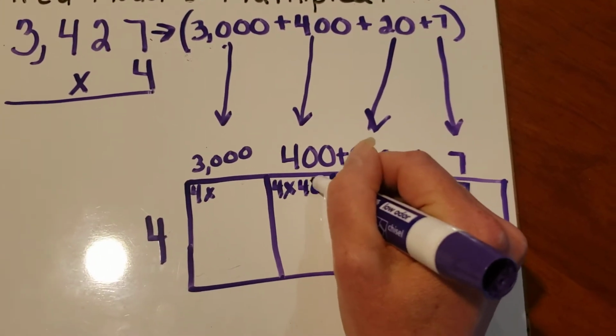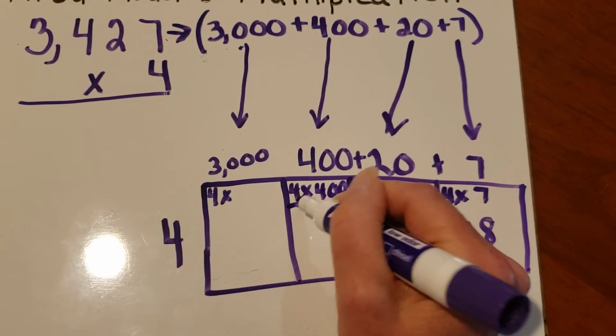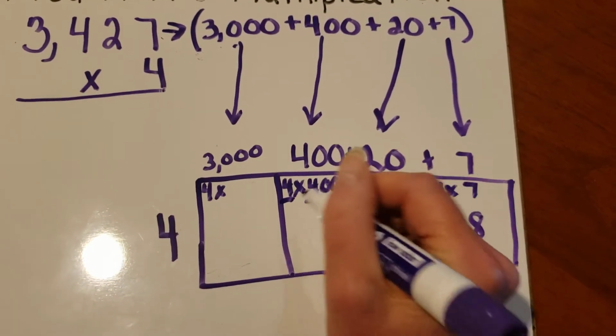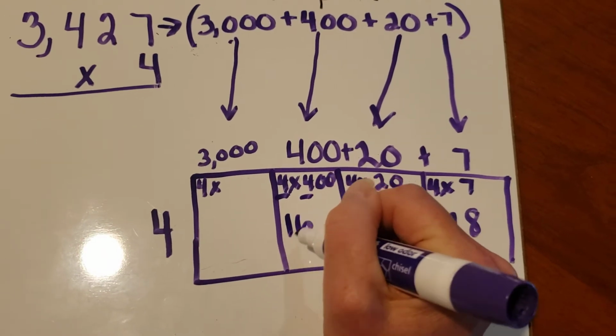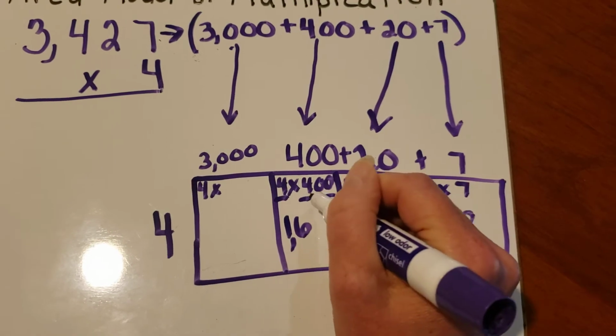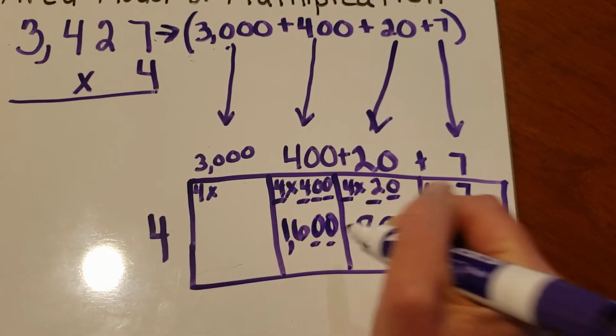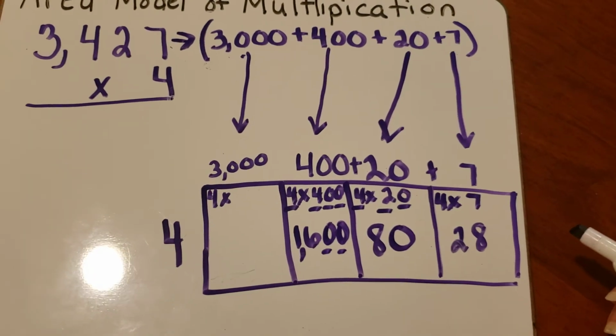Then we're going to bring the 400 down to this box. We're going to use our basic facts again. 4 times 4 is 16. However, this is not just 4 times 4, it's 4 times 400. So we have to bring the 100, the 2 zeros, down as well.